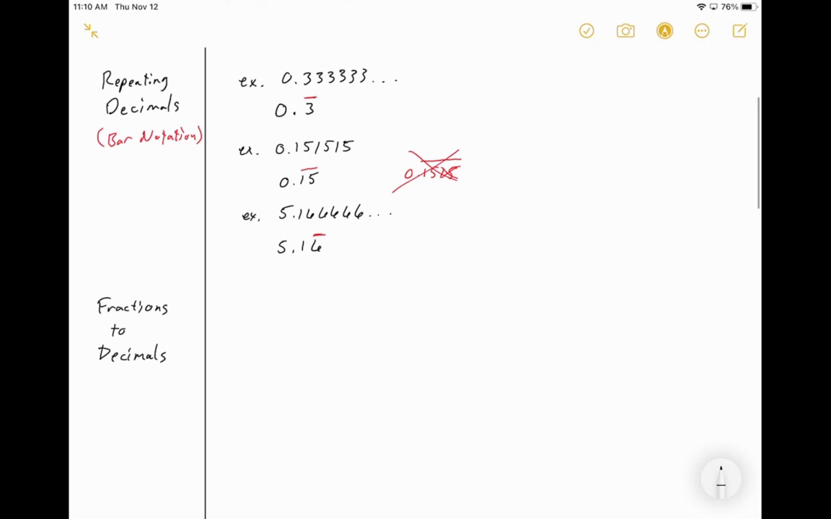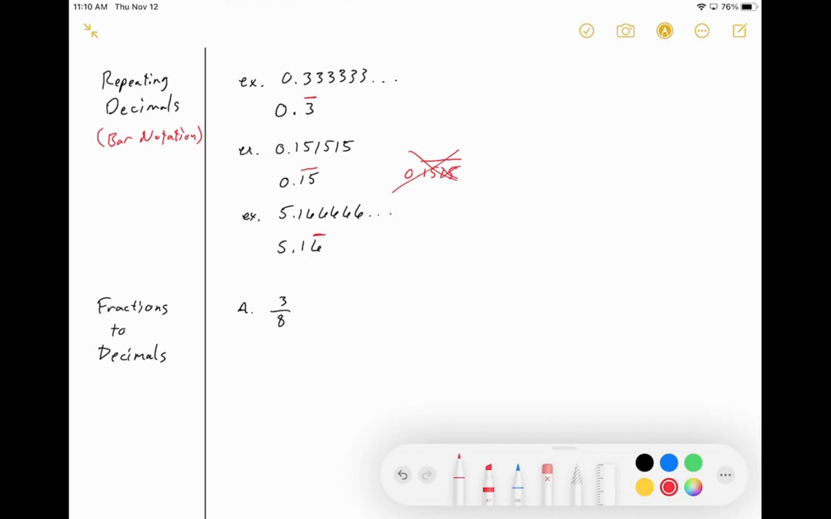Okay, so how do I change a fraction to a decimal? Like a fraction like 3 over 8? Well, there's only one way. And unfortunately, again, no calculators on this chapter, but the way to do it is to divide. We're going to divide, and then it'll change our fraction into a decimal. So it's a simple process, it's just a little bit tedious. It takes a little bit of time.